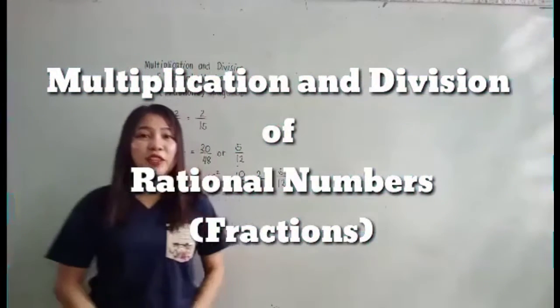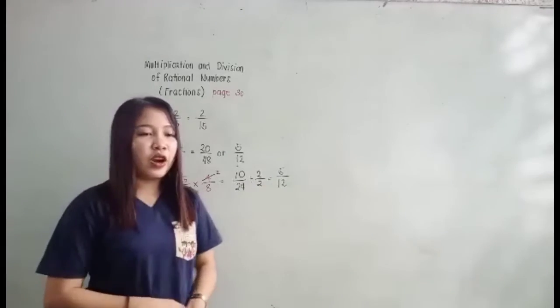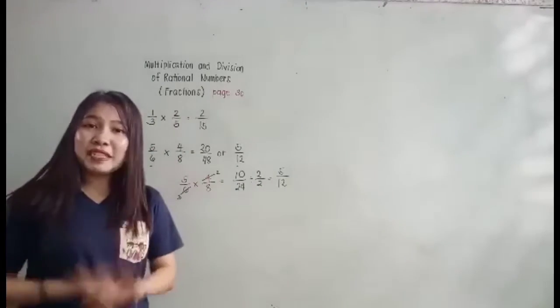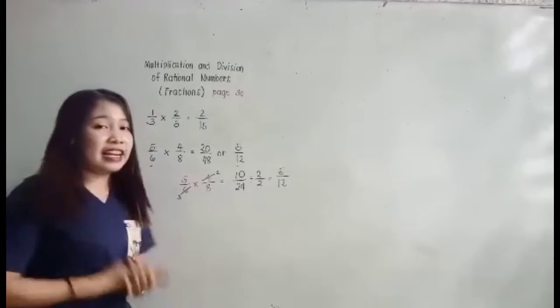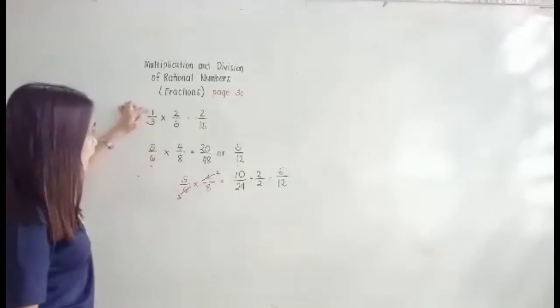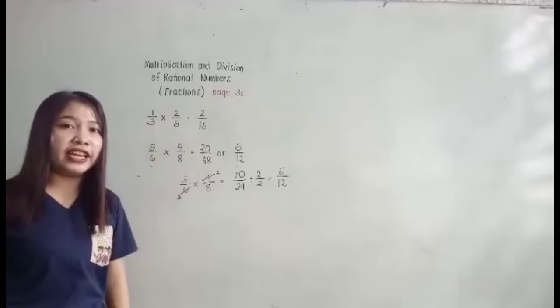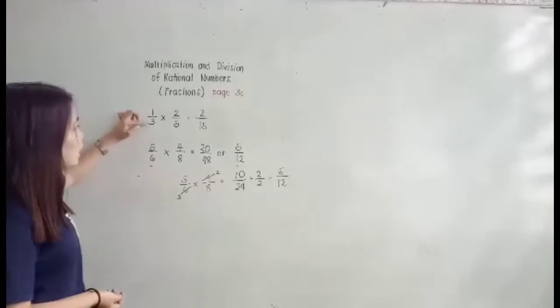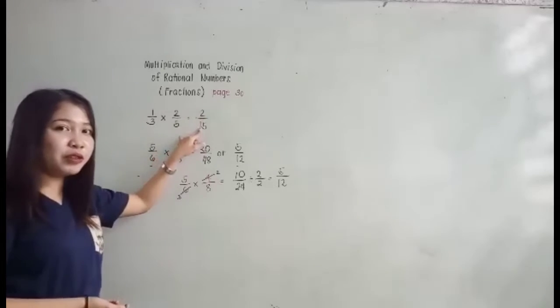Okay, so dumako naman tayo in multiplication of rational numbers. Okay, so simple lang naman in multiplying fractions. Ang gagawin nyo lang ay i-multiply nyo yung numerator sa numerator and denominator sa denominator. Okay, so example is 1/3 times 2/5 is equal to 2 over 15. So, paano ko yun nakuha?